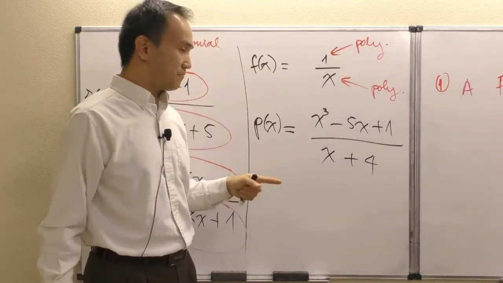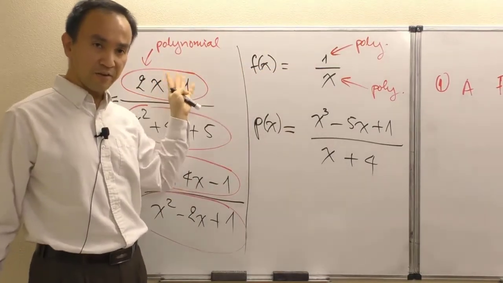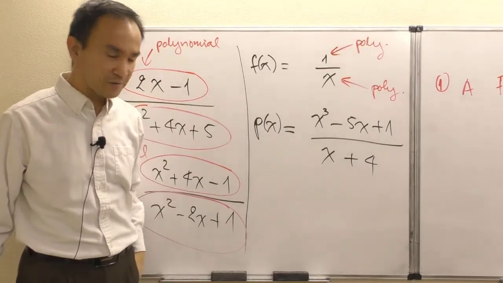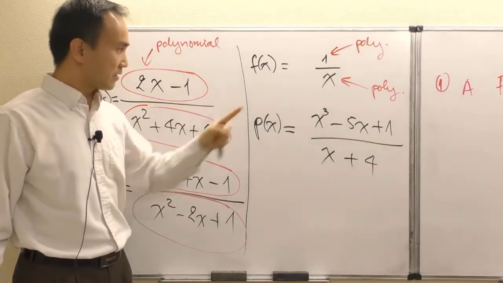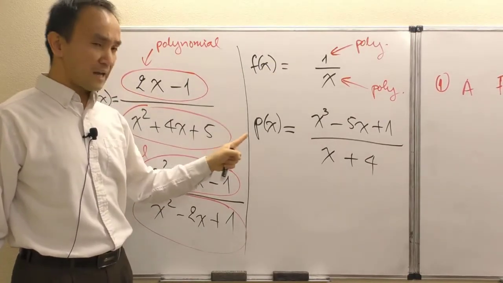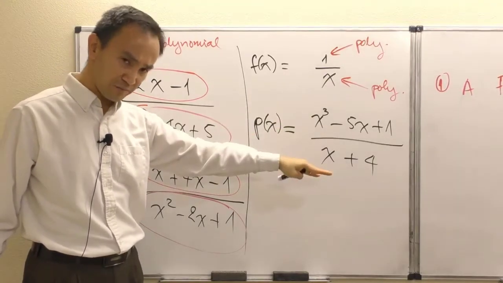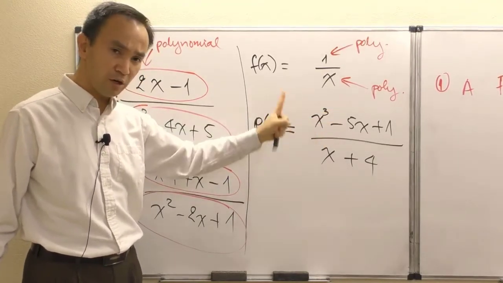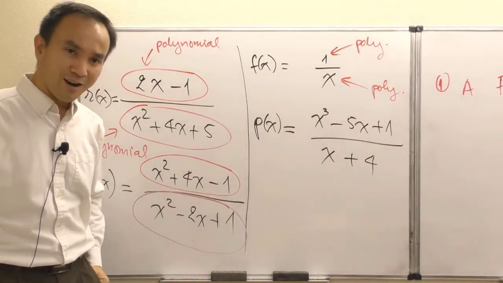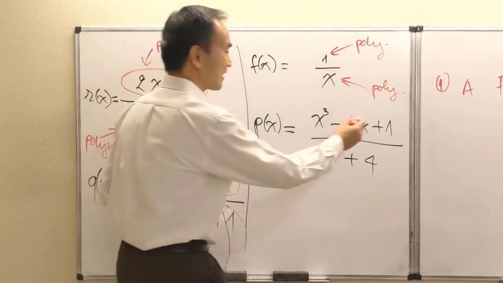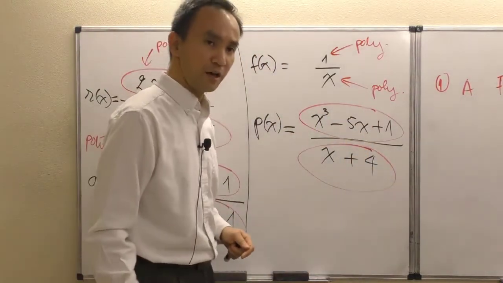Okay, so three functions. They all have that common thing right there. Aside from being a fraction, they all have a polynomial in the numerator and in the denominator as well. So what about the last one here on my list? P of x, it's a fraction, but aside from that, polynomial over polynomial. This is a degree 3 polynomial, and this is a degree 1 polynomial.